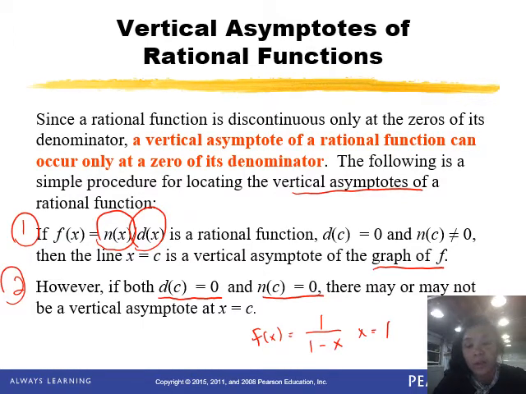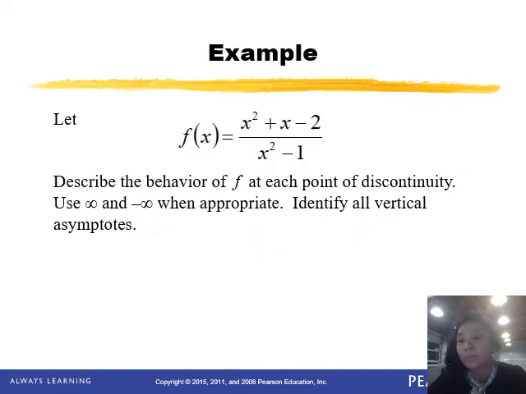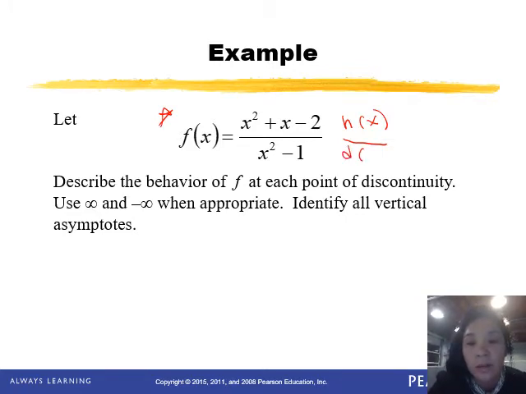Let me clarify for this first one: if the numerator divided by the denominator is a rational function and the denominator is equal to 0, then x equals c is a vertical asymptote. So for this function, the vertical asymptote is at x equals 1. All right, let's take a look at another example. Here we have the function f of x is equal to x squared plus x minus 2, which is what's called n of x, all over the denominator x squared minus 1, which is equal to d of x. Let's take all that information from the previous slide.